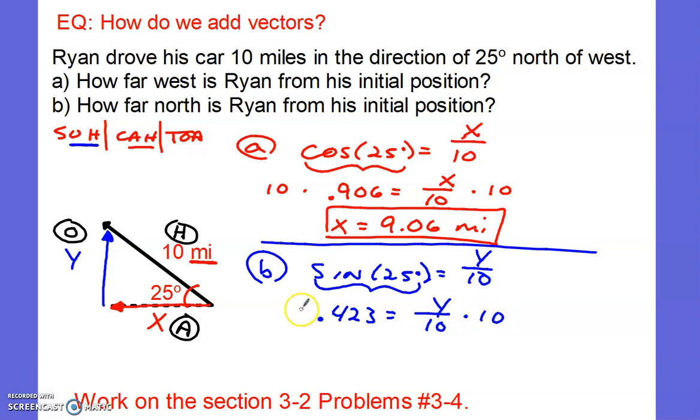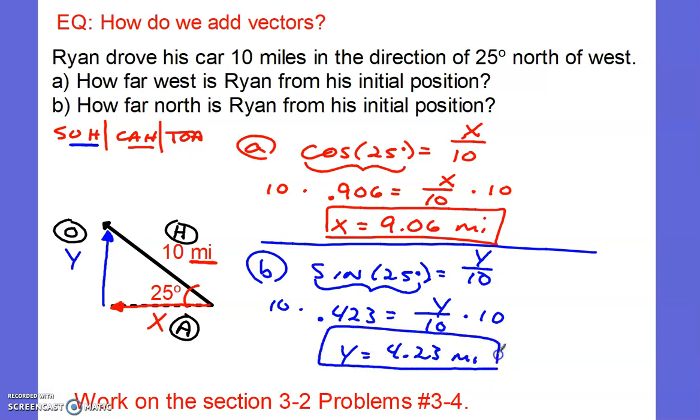Solving for y, I multiply each side by 10. And I get y is equal to 4.23. And again, the units are miles. Because the hypotenuse units are miles, the unit of each component is also miles.